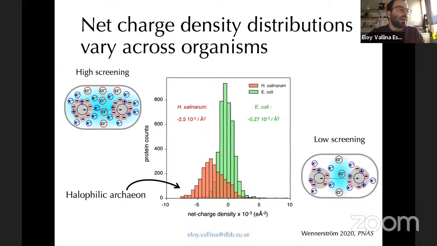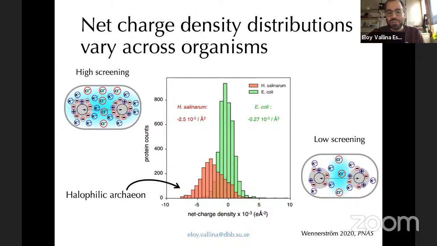Here's an example from that paper in which we compare E. coli, our model bacterium, with Halobacterium salinarum, which is this halophilic archaeon I'm going to be talking about a bit more later. And we recognized that the electrostatic charge density in Halobacterium salinarum can be 10 times as high as the one that you observe in Escherichia coli. And we connected this with the lifestyle of Halobacterium salinarum. So salinarum is a halophilic archaeon that lives in very salty environments.